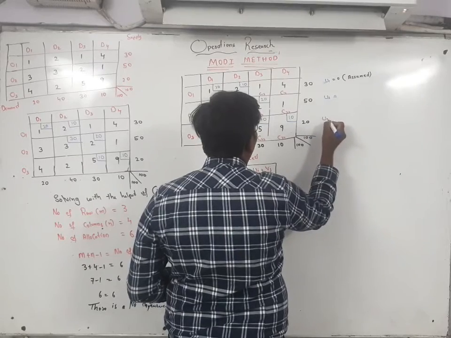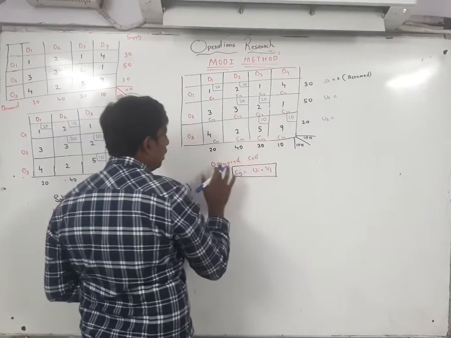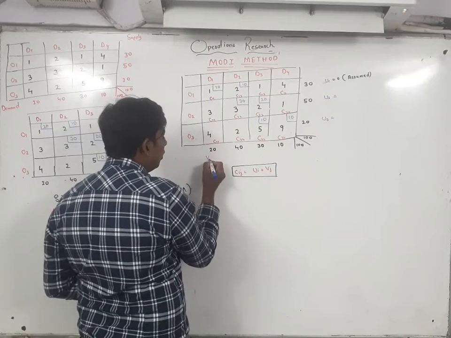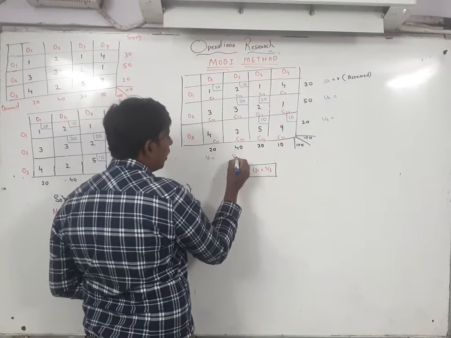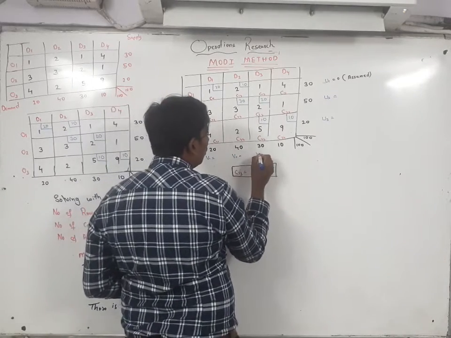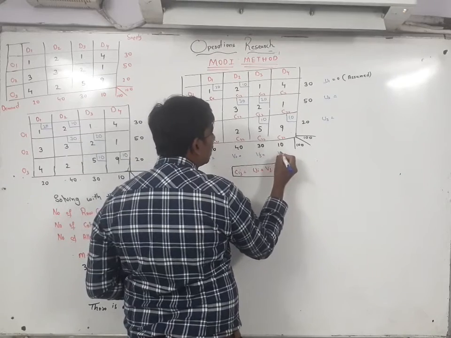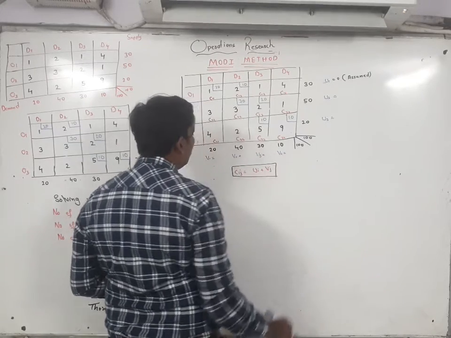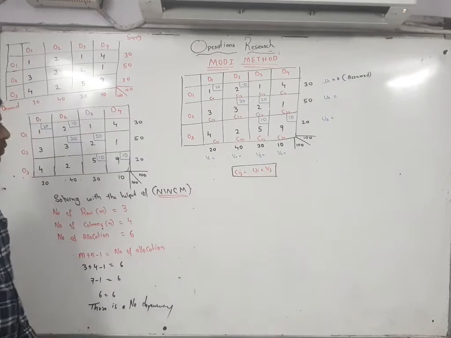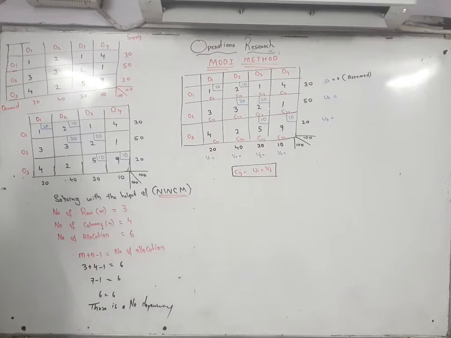You have to find out the value of U3, and here also you have to find out the values of V1, V2, V3 and V4. First, the occupy cell.